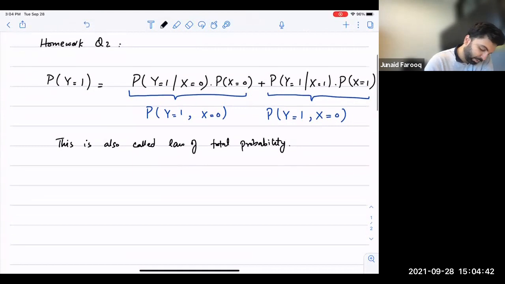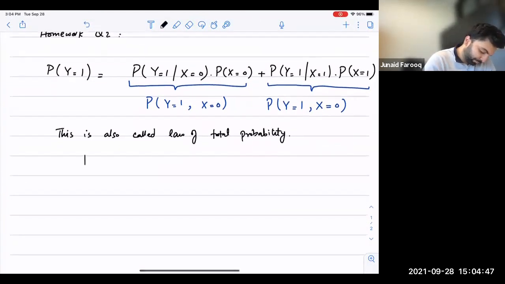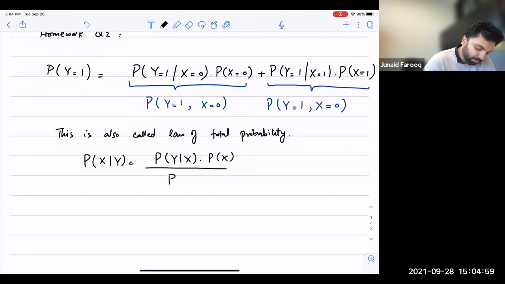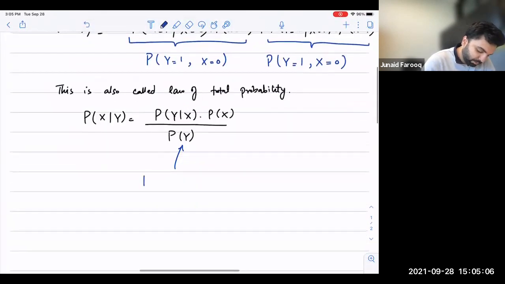So whenever you have a problem involving Bayes' theorem, where the probability of x given y is the probability of y given x times the probability of x over the probability of y, this denominator is actually the probability of y given x times the probability of x, and then you sum over all the possibilities of x.